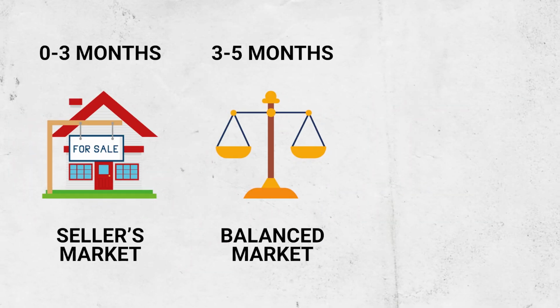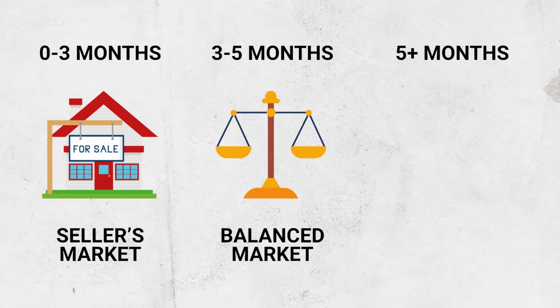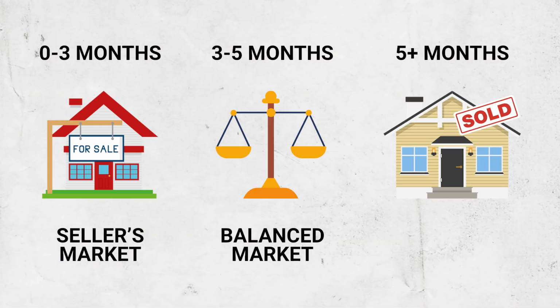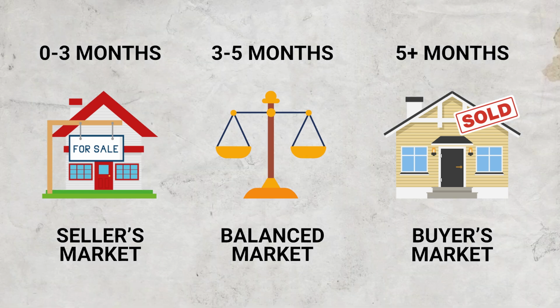And then when you have 5 months or more supply, you're moving into a buyer's market. How far above that 5-month supply you are determines how competitive you need to be. So homes have to be, for instance, in the top 30% in condition and the bottom 30% in price when you have, say, a 5 to 6 month supply.